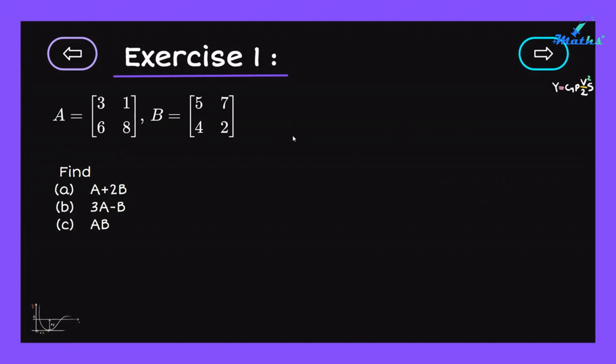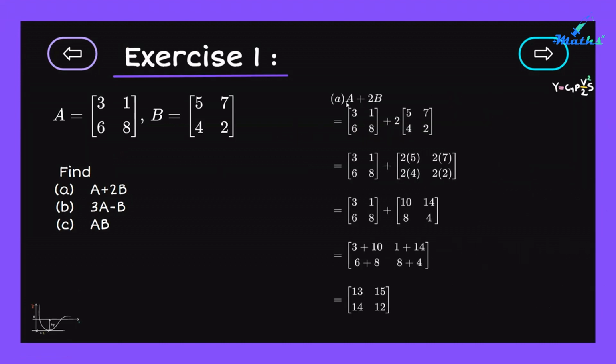So for question number A, here's the answer. It's A plus 2B. So we take the matrix A plus we put 2 outside because we need 2 times matrix B. So first we times the 2 inside first. 2 times 5, 2 times 7, 2 times 4, 2 times 4, and then we get 10, 14, 8, 4. And then we only add together. So 3 plus 10, 1 plus 14, 6 plus 8, 8 plus 4. Add it together, and then we'll get this answer: 13, 15, 14, and 12.